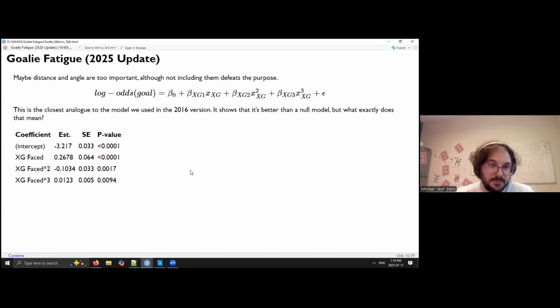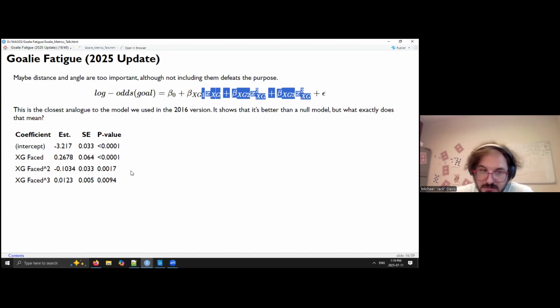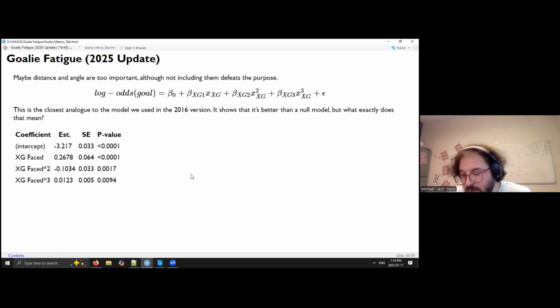And this one is just an outright abuse. This is just the closest analog to the model we have in the 2016 version. So it's just looking at expected goals faced plus expected goals faced squared plus expected goals faced cubed. So basically fitting a cubic polynomial to this. And because there's nothing else here, we find that it is still better than the null model, but I wouldn't say that that's definitive of anything, because what we really want is to say that the performance is deteriorating over and above stuff like shot quality, whereas here we've ignored shot quality completely.